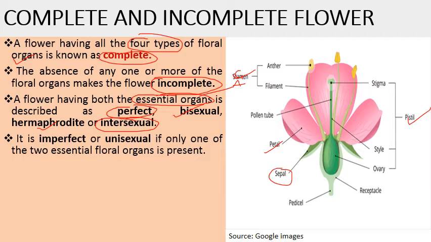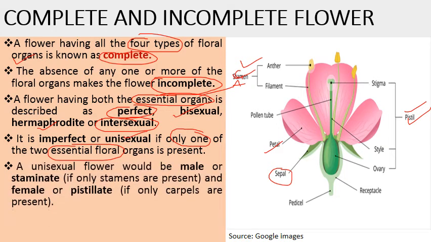It is an imperfect or unisexual flower if only one of the two essential floral organs is present. If of the two essential whorls, that is pistil or stamens, only one is present in the flower, either stamen or pistil, that flower is said to be imperfect or unisexual flower. A unisexual flower would be a male flower, or we can say staminate flower, if only stamens are present. And it may be the female flower or pistillate flower if only carpels are present.